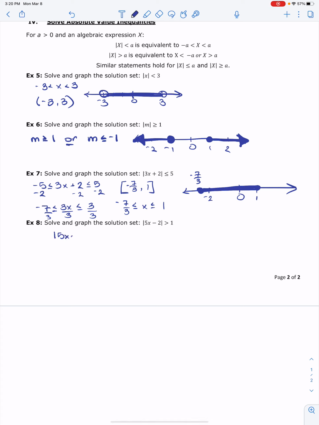Here I've got absolute value of 5x minus 2 has got to be further than 1 away from the origin. So 5x minus 2 can be greater than 1. 5x minus 2 could be less than negative 1. Add 2 to both sides and divide by 5. I get x is greater than 5/3.